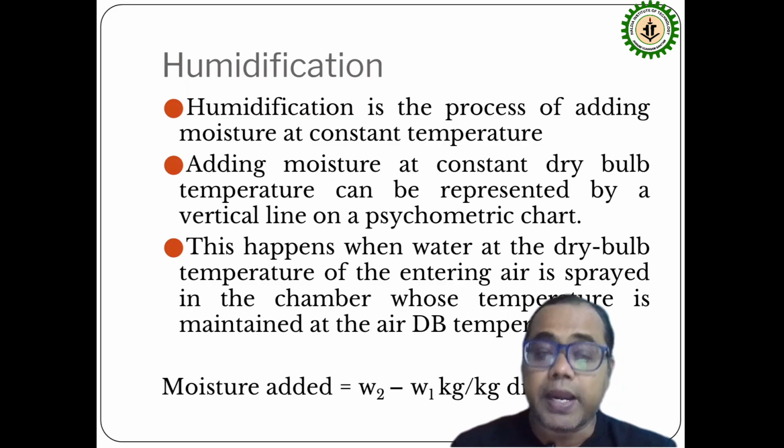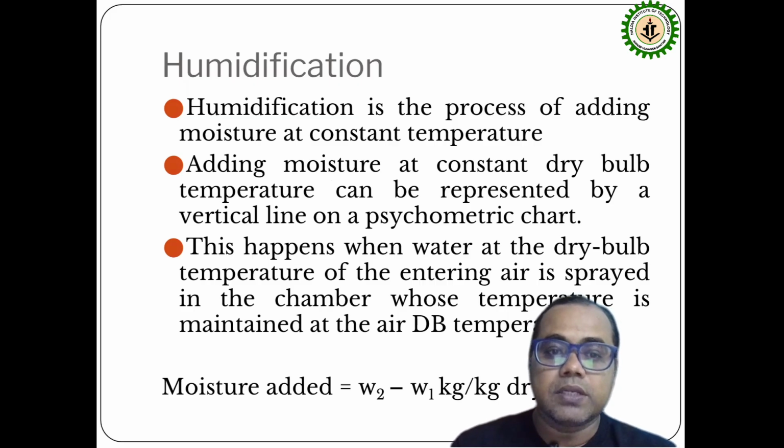Next is the humidification. Humidification is the addition of moisture. Humidification is the process of adding moisture at constant temperature. Now, whenever we are adding the moisture at constant temperature, then what will happen? Humidity ratio will change. This happens when water at the dry bulb temperature of the entering air is spread in the chamber whose temperature is maintained at the dry bulb temperature.